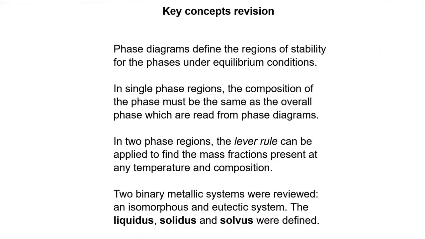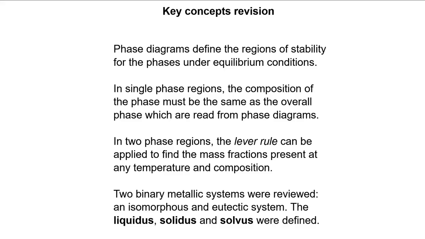So, phase diagrams only provide an accurate indication of phase compositions and proportions if near equilibrium, or slow heating and cooling conditions, are maintained at all times. In single-phase regions, the composition of the phase must be the same as the composition of the alloy as a whole. In 2-phase regions, we have seen that the lever rule can be applied to determine the proportions of each phase.